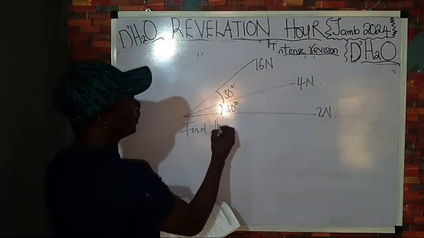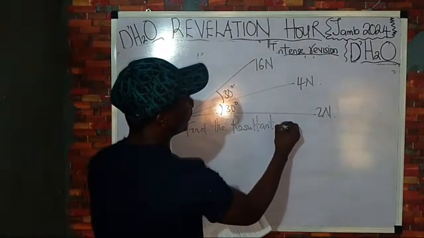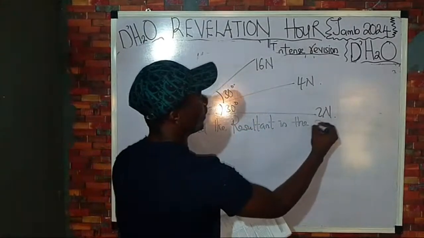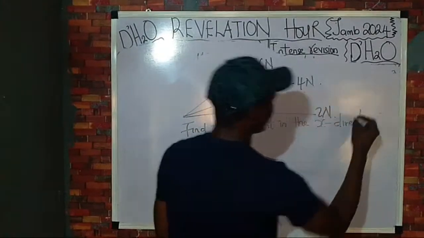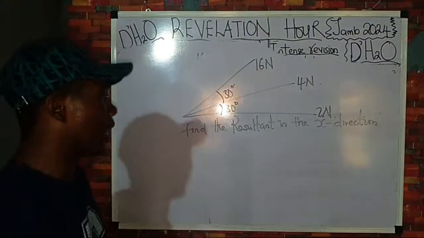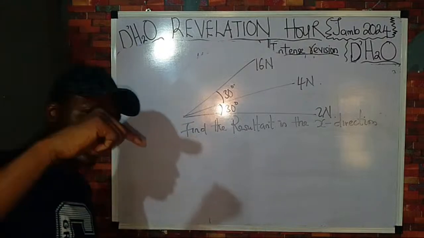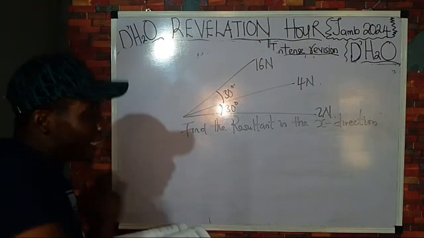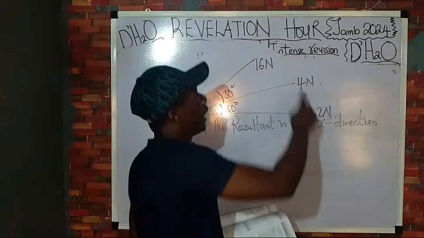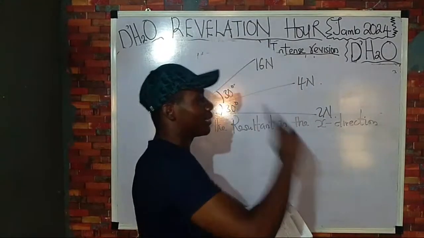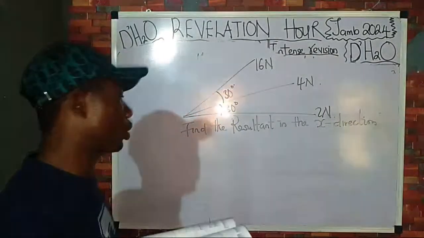Find the resultant in the x direction. That means just resolve to the resultant using cos theta only. Don't do sin theta, cos theta, and Pythagoras theorem. No, in the x direction, that means just resolve it using cos theta only. Whatever you have as your answer is the resultant. Don't do the vertical, don't use sine. Just do it for cos.